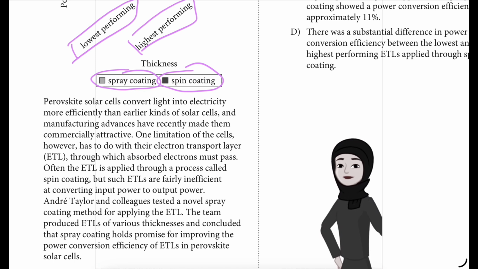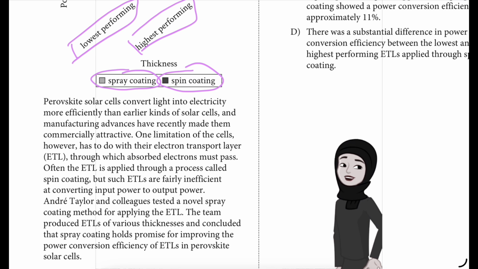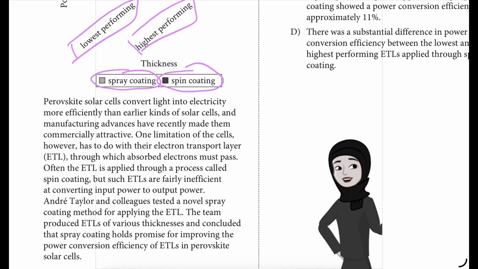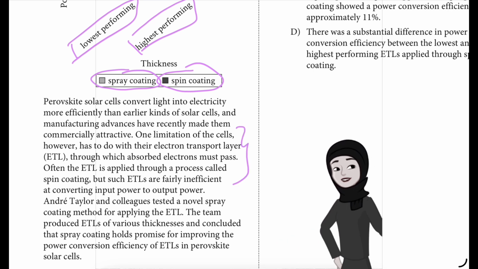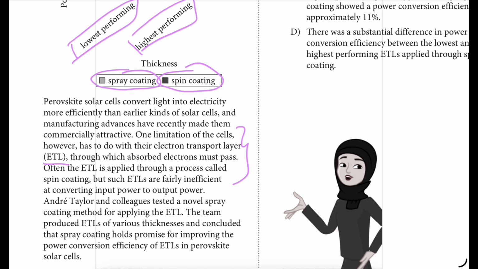They convert light into electricity more efficiently than the earlier kinds of solar cells, and manufacturing advances have recently made them commercially attractive. So these are very good and they are more efficient at converting solar light to electricity. But there is a limitation. One limitation of the cells, however, has to do with their electron transport layer, which we call ETL, through which absorbed electrons must pass.